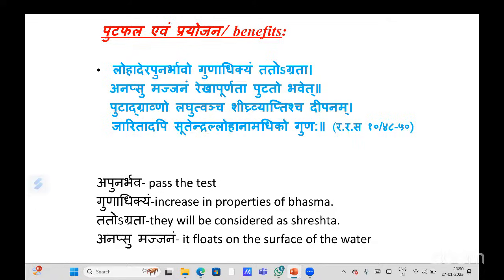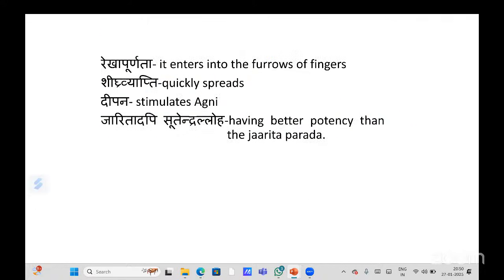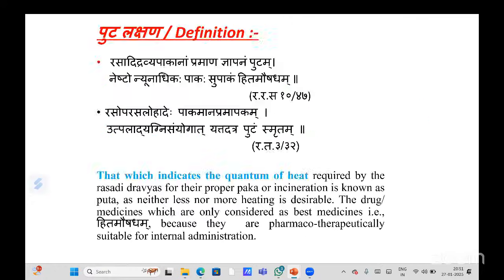Again, Anapsumajjanam, that is again Varitara. It should pass Varitara and it should pass Reka Purnata. Okay, it should enter the furrows of the fingers. Sigravaptihi: it should quickly spread all over the body. And it should stimulate the Agni, Deepanaha. And Jaritadapi Sutendra Loha means having a better potency than the Jarita Parada. This is the benefit of Puta or Puta Prayojana. If you get the question like define Puta and Puta Prayojana, you have to write this.